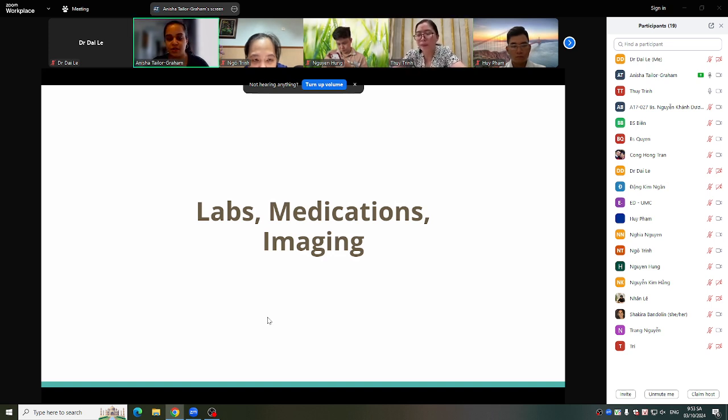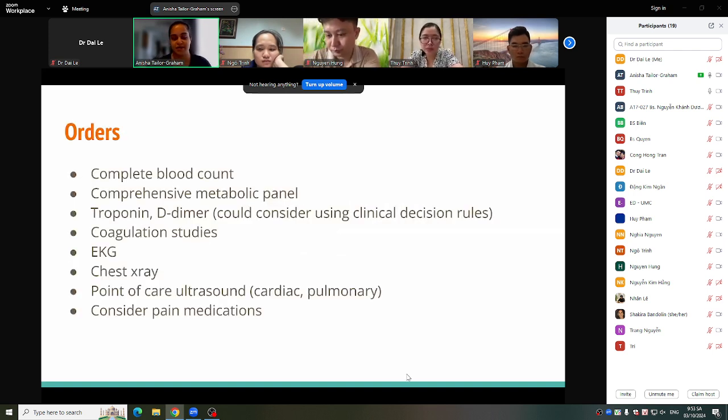Yeah, and the CT imaging we would get based on maybe some more lab studies that we get, such as a D dimer, or based on our physical exam if we're thinking about dissection. Great. Okay. So exactly what you said.